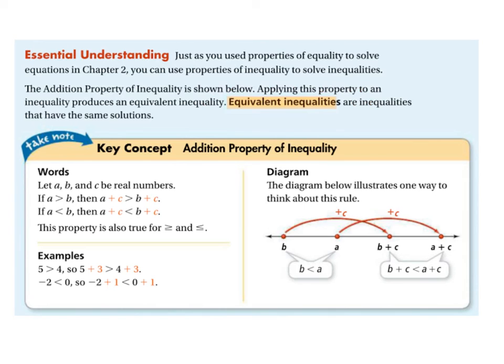They both have the same solution. So the same thing holds for addition with inequalities. If you have a greater than b, then adding c to both sides will still make that side greater. If a was less than b, adding c to both sides would continue to make that side less. So for example, if 5 is greater than 4, then 5 plus 3 is greater than 4 plus 3. Very straightforward. So let's see how we apply this.